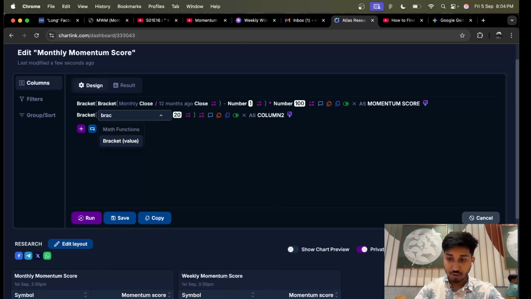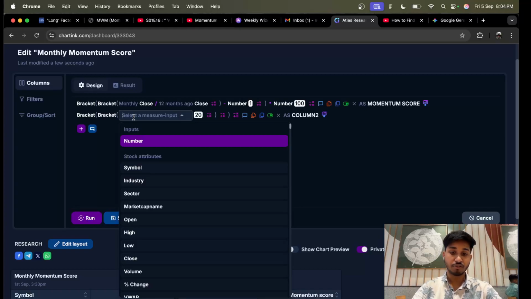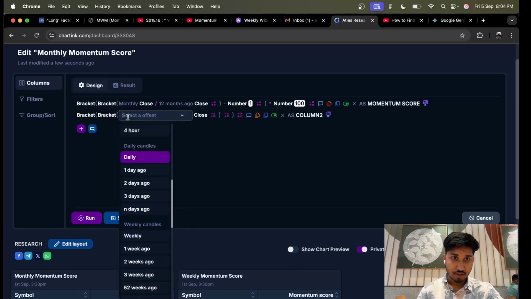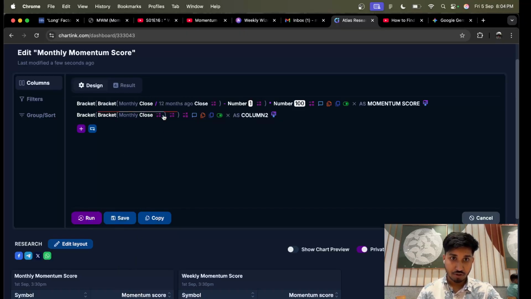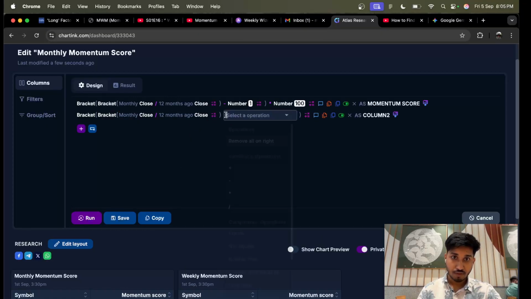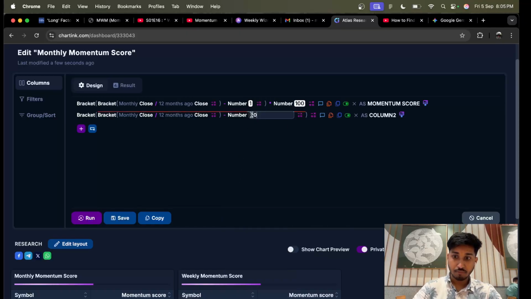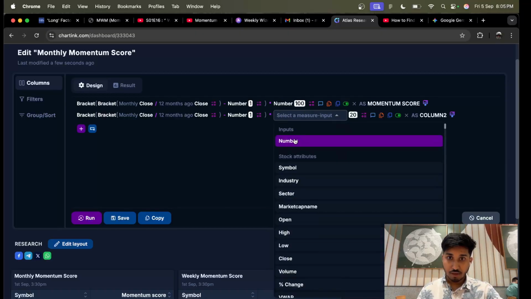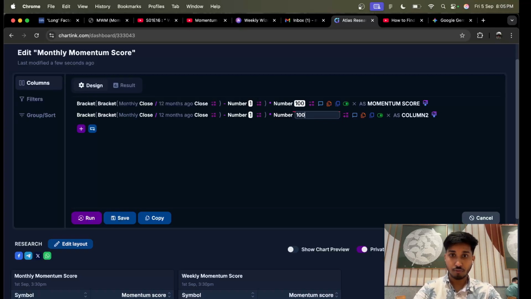We have to showcase this in mathematical form. This is how you could represent it; you could write it down on a piece of paper as well. Instead of the daily close, we choose the monthly close. You divide by the close again, where the look back period is 12 months. We subtract one from it and then multiply by 100 to convert to a percentage. That's it. That's the formula.